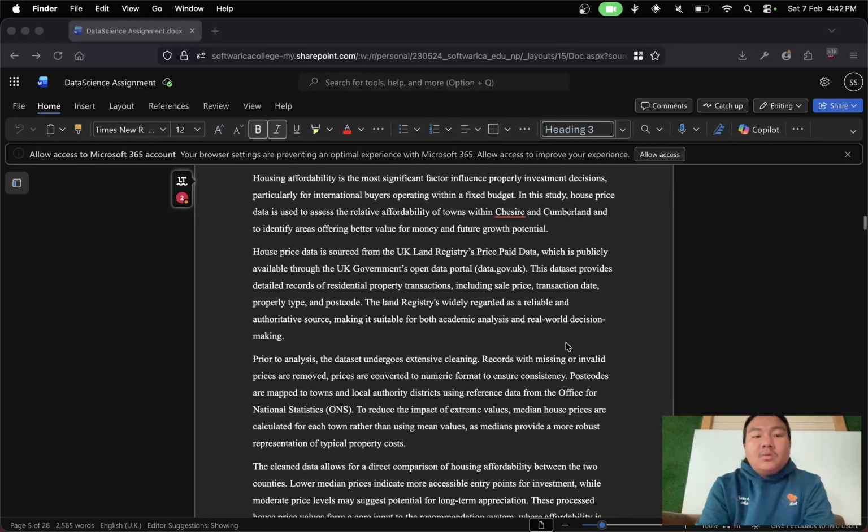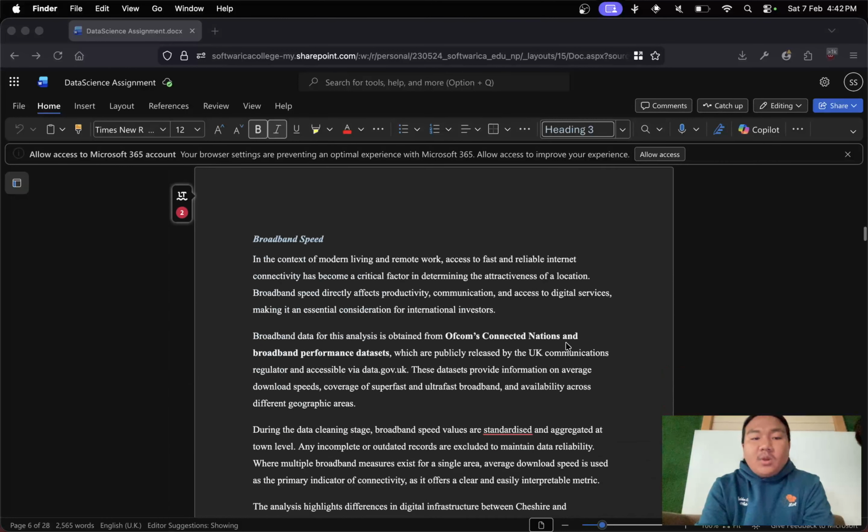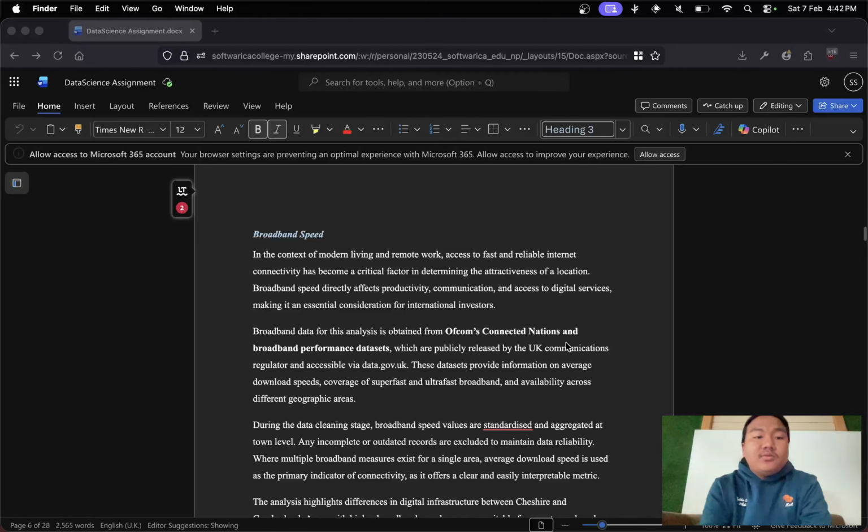Broadband speed. Broadband speed data was taken from the Ofcom dataset. In today's digital environment, fast and reliable internet is critical, particularly for remote work. The data was clean and aggregated at town level, and average download speed was used as the main indicator of connectivity. Towns with higher broadband speeds were considered more attractive and future ready.